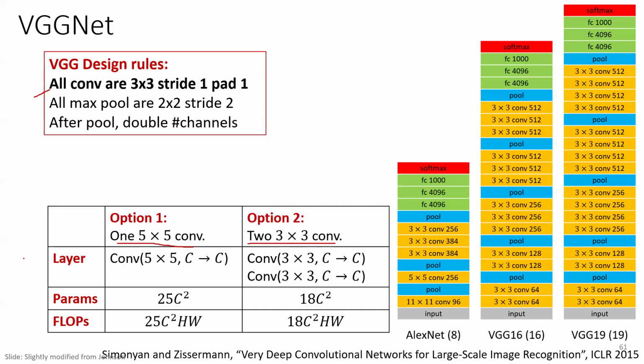So if you take the 5 by 5 convolution from C number of channels to C number of channels, you know the number of parameters is 25 C squared.